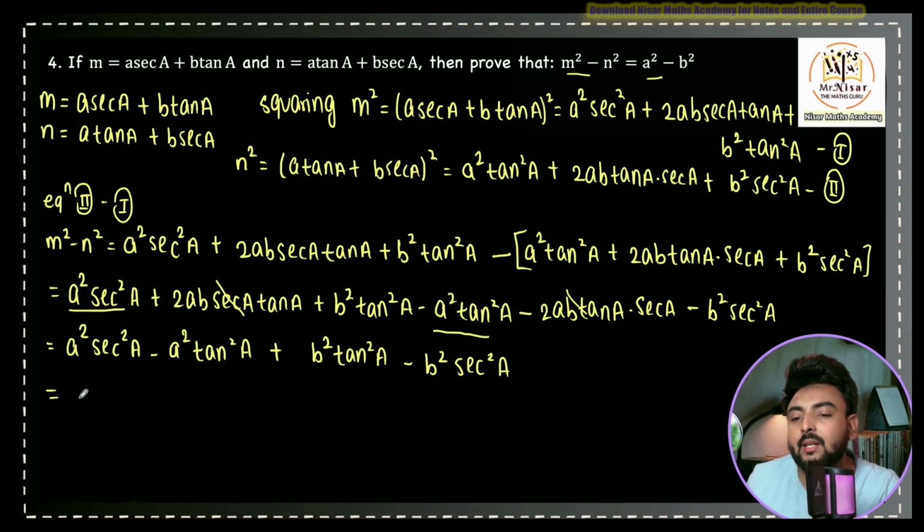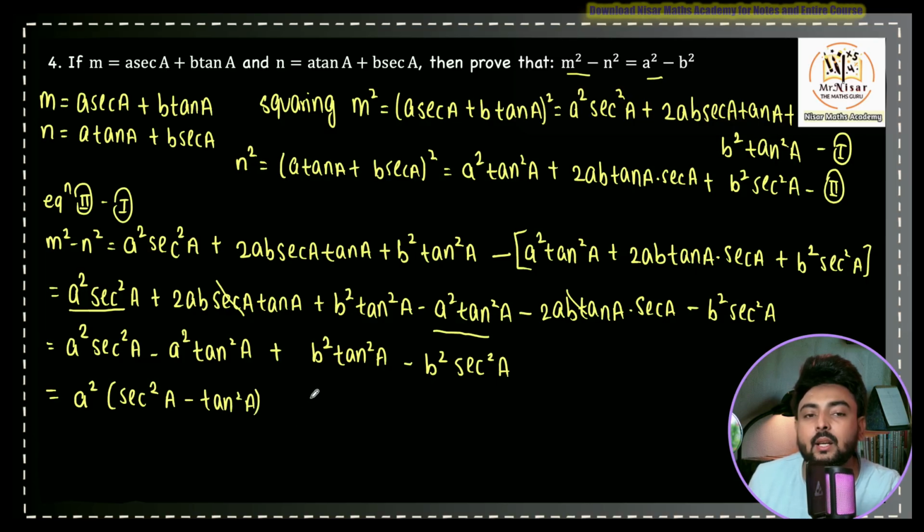Now from the first I can take a square common, because a square is present in both terms of the bracket. So it will be a square times sec square a minus tan square a remaining here. Then, as in the question I want minus b, so I'll take minus b common here. When I take minus b common, what will happen?